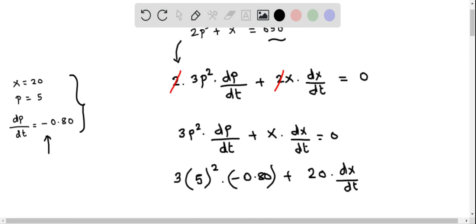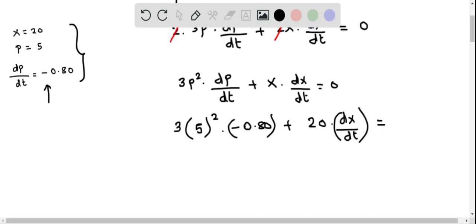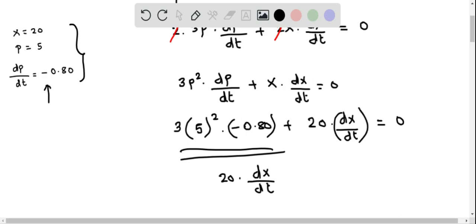So basically we have to solve for this dx over dt, which gives the rate of change of sales, and this equals 0. So first I'm going to add this quantity to both sides, and this means I will have only 20 times dx over dt, and this equals 3 times 5 squared, which I can write down as 25 times 0.80, because we are adding this quantity to both sides. So therefore on the right side it will become a positive quantity.